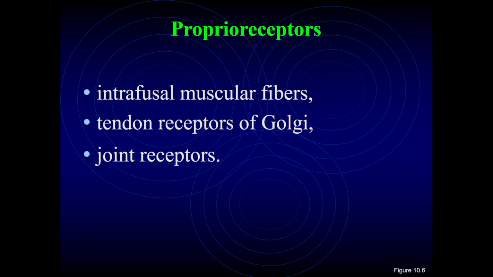The Golgi tendon organs provide information about the degree of muscle tension at which it is stretched, as well as the strength that the muscle develops. Joint receptors respond to the position of the joint and the rate of change in the joint angle.